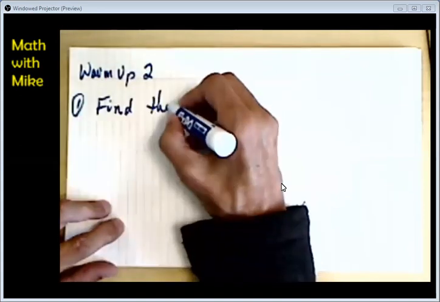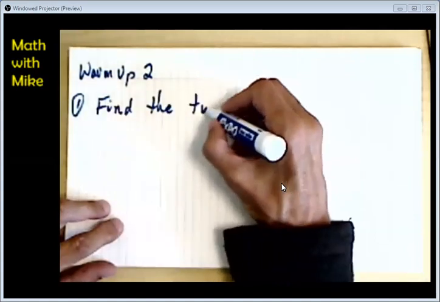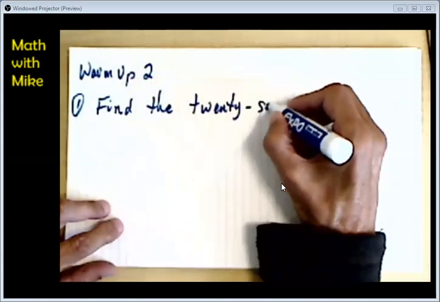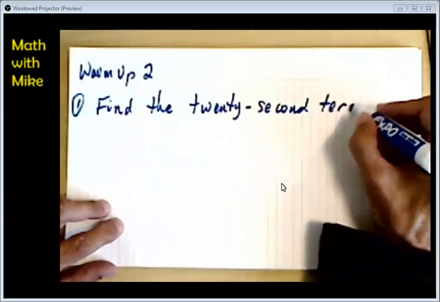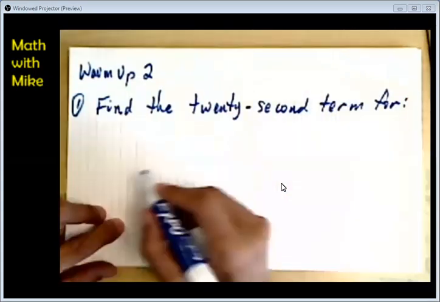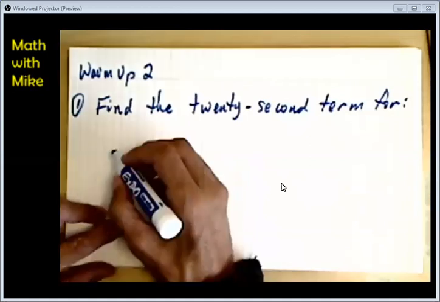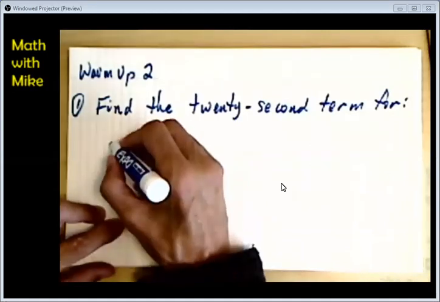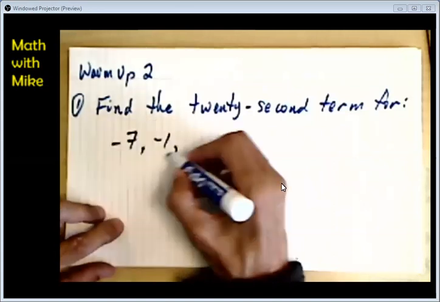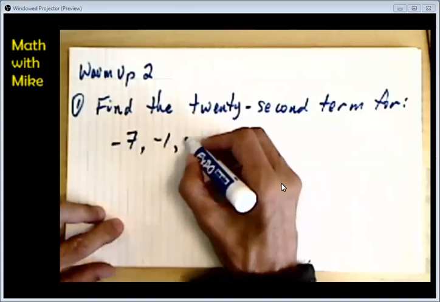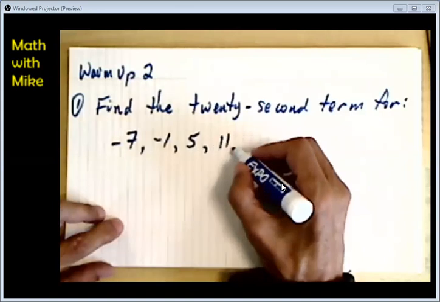Find the 22nd term for this here. Minus 7, minus 1, 5, 11, blah, blah, blah.